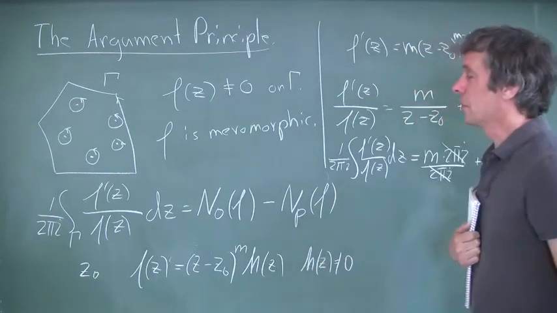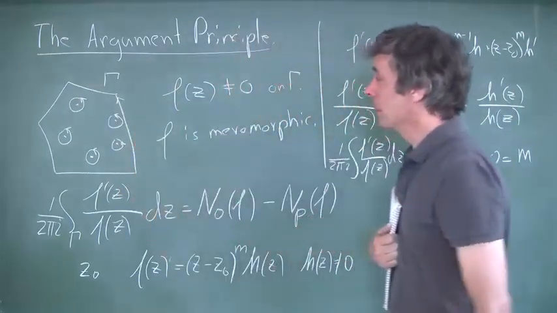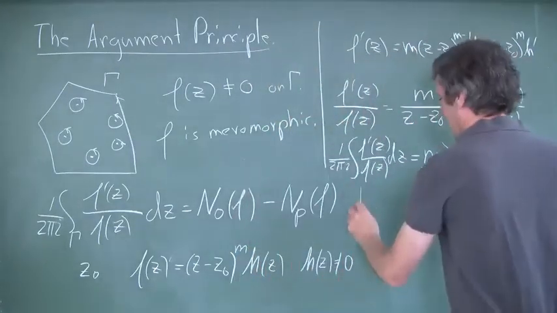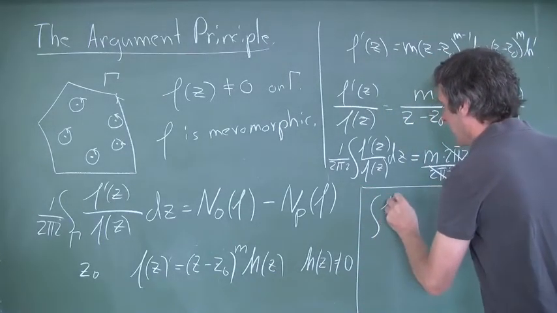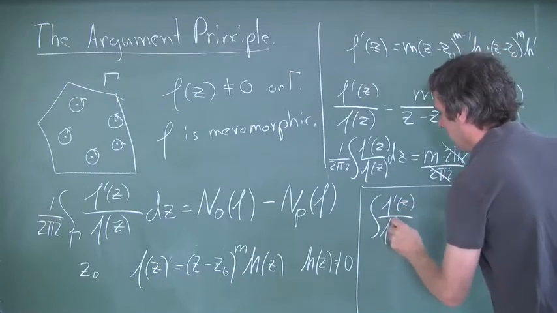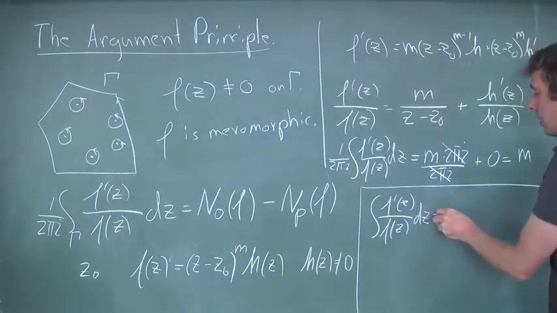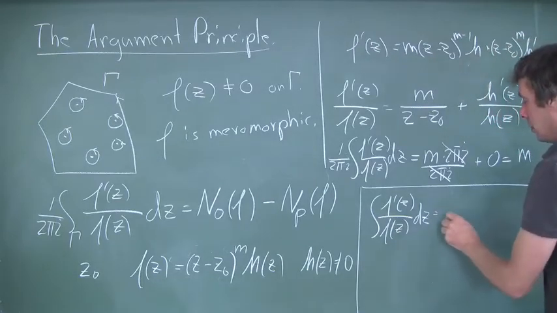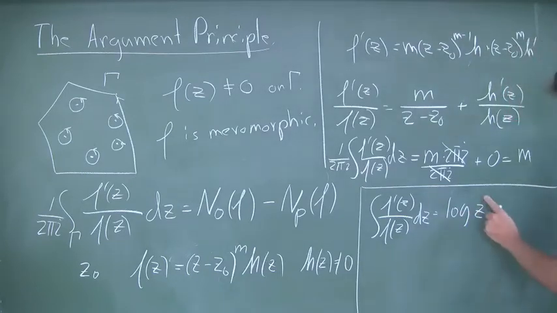But there's one thing left to discuss about it. So why is it called the argument principle? That's really the interesting point here now. And the reason is the following. If you consider this integral now of f prime of z divided by f of z dz, what happens when you integrate this in general? Well, there is an obvious primitive function here. So you get the logarithm of f of z here now.